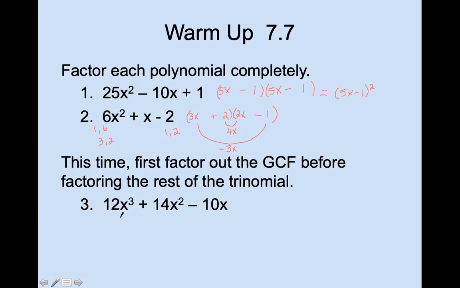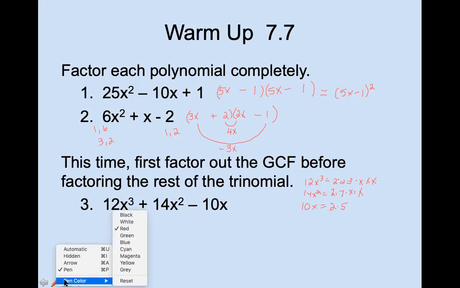All right, the next one says first factor out the GCF before factoring the rest of the trinomial. If you recall, when we were doing GCFs, we took something like 12x cubed and wrote it as, well, 12 is 4 times 3, so 2 times 2 times 3. And x cubed is x times x times x. If I'm looking at 14x squared, that would be 2 times 7 times x times x. And 10x, the factors of 10x I would write as 2 times 5. We're looking for what these have in common.